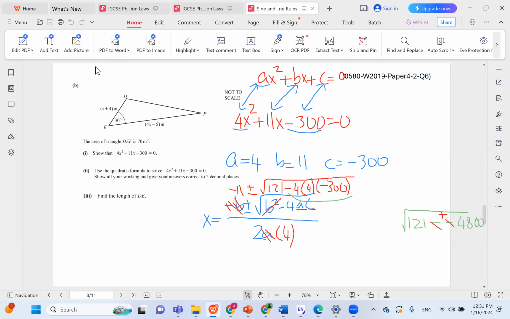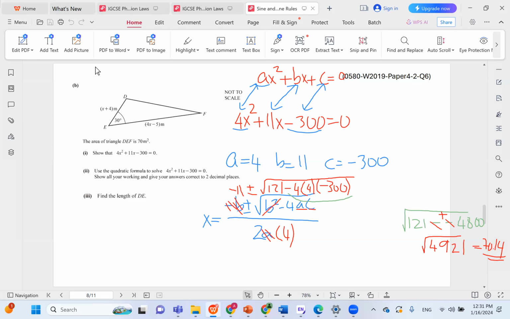So you just add 121 to 4,800. I'm doing that on the calculator right now. You get 4,921. And you can take the square root of that. So square root of 4,921 gives you 70.14. So this is a decimal. We don't really want that. So we'll just keep it as 4921 for now. Or actually, they want the answer to 2 decimal places, so they don't want the exact answer. So we can just use the 2 decimal places here.